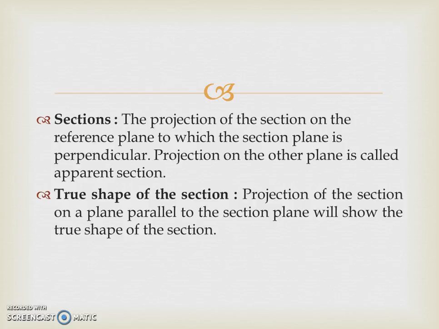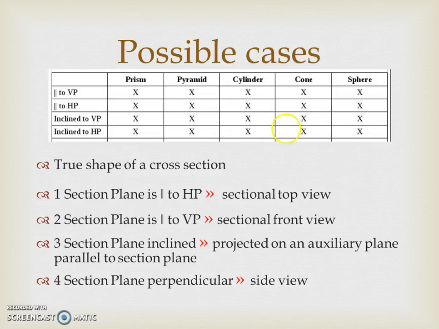There are different possible cases we can discuss to identify the true shape of the section. In the first case, the section plane is parallel to HP. The section plane is parallel to HP means the true shape of the section is in the top view. Parallel to HP, in the horizontal plane we have a section plane, so the true shape of the section we can identify from the top view.